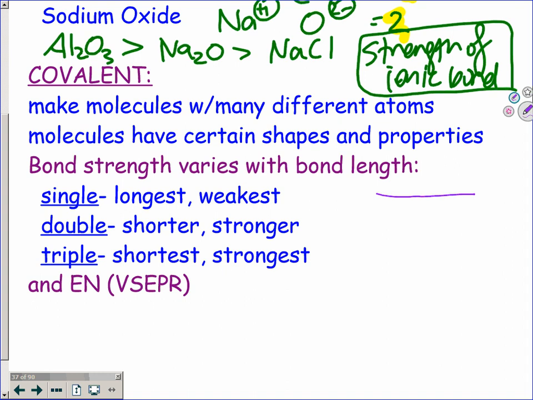So we got closer. So as you go from long single bond, long single bond, double bond, and then triple bond. Okay. Makes sense. I don't think you'll forget that.